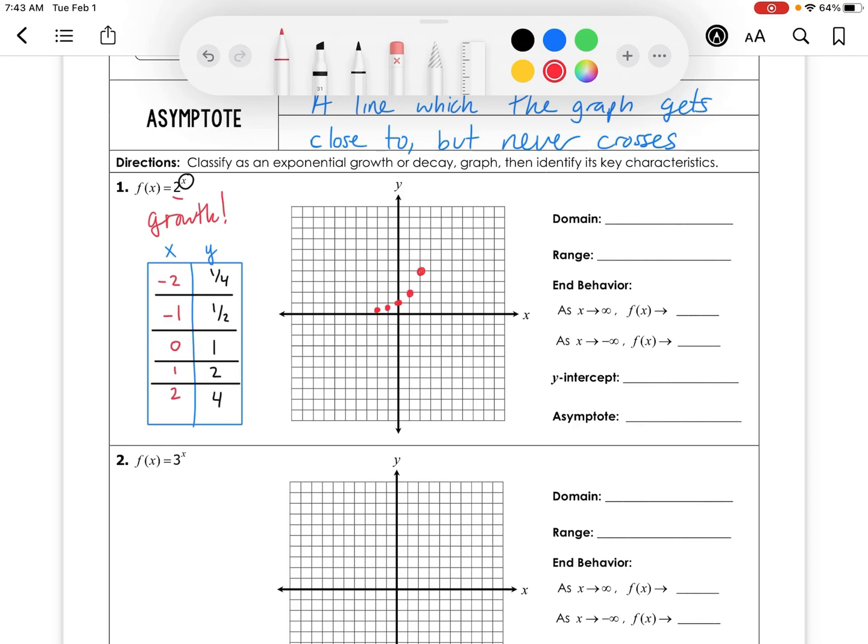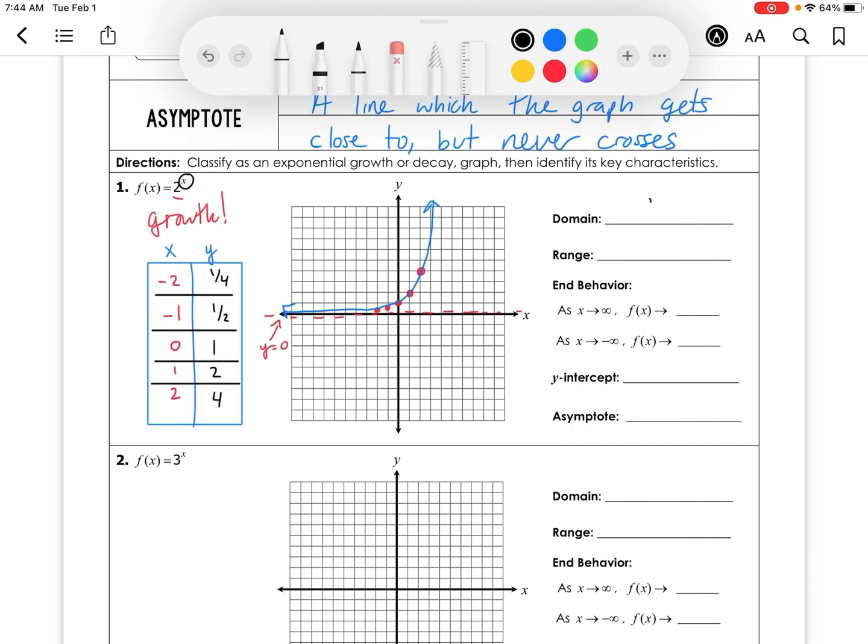And if we connected the line, it would look like this. And notice how it doesn't cross through 0. We have an asymptote at this horizontal line at y equals 0. Asymptote.